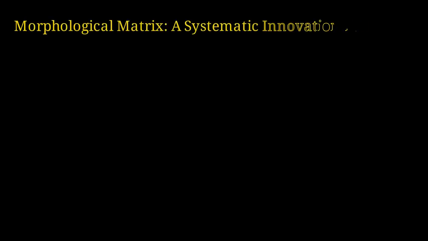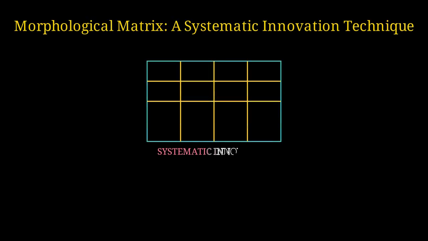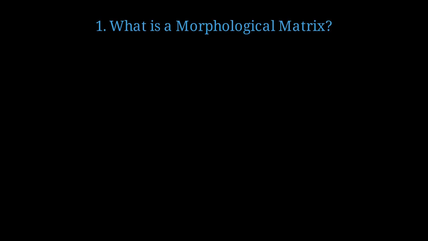Welcome to this comprehensive lecture on the morphological matrix technique, a powerful, systematic approach to innovation and concept generation. The morphological matrix is like building inventions from a menu. Instead of guessing randomly, we systematically explore all possible combinations of design parameters. Let's start by understanding what a morphological matrix actually is and why it matters for innovation.